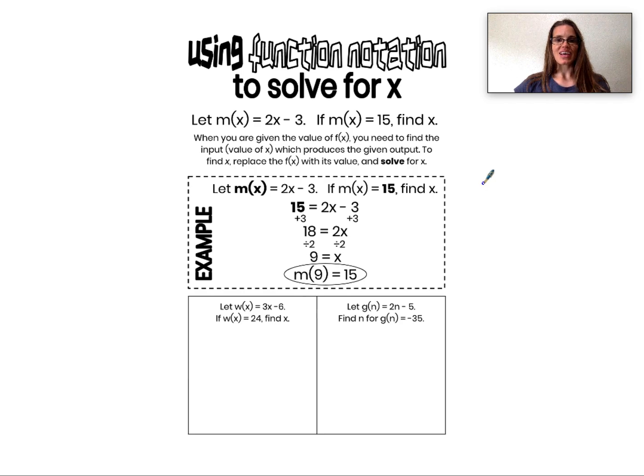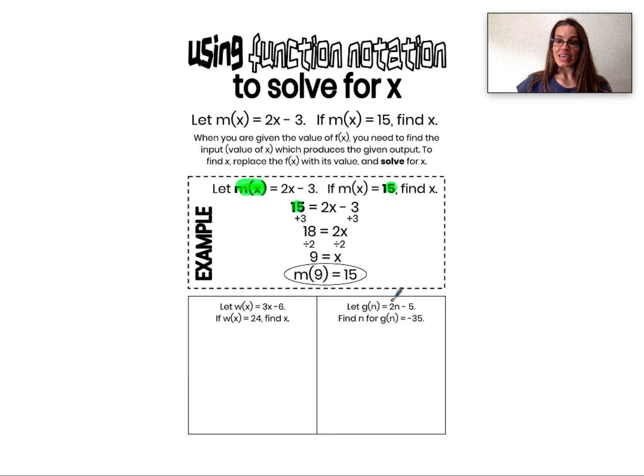Here's an example. Let m of x equal 2x minus 3. If m of x equals 15, find x. The work is shown here. What we do when we're given the value of the output is replace the f of x, in this case the m of x, with the value of that output. So we're plugging 15 in for m of x in that function rule. Now we have an equation to solve. 15 equals 2x minus 3.